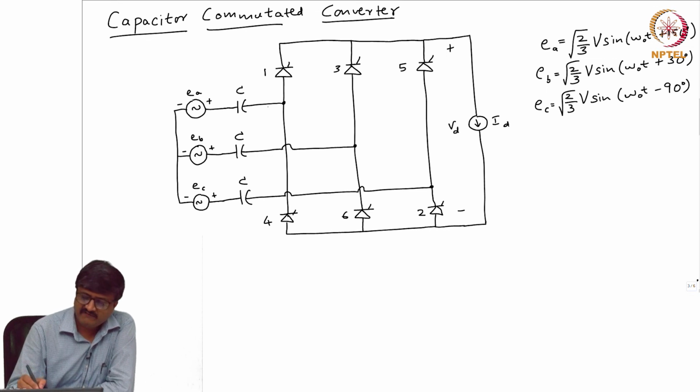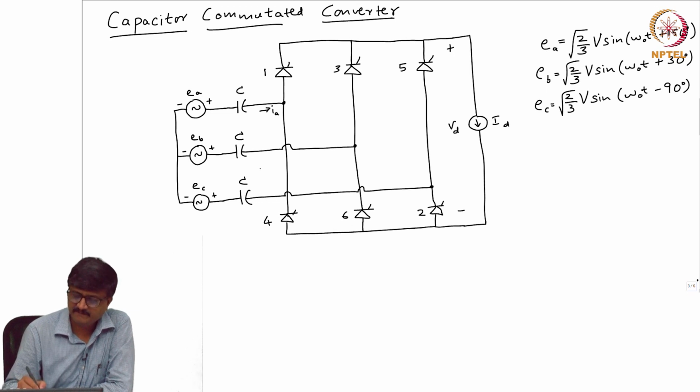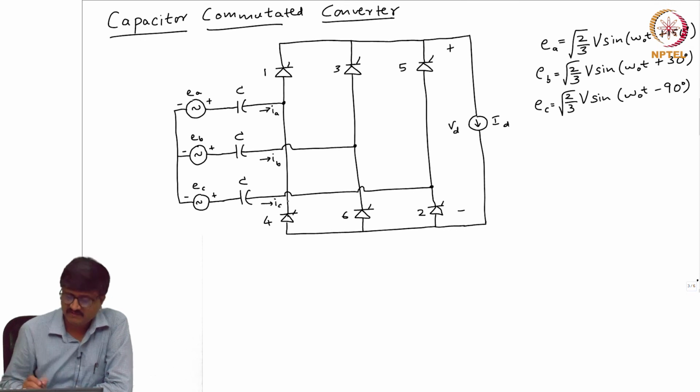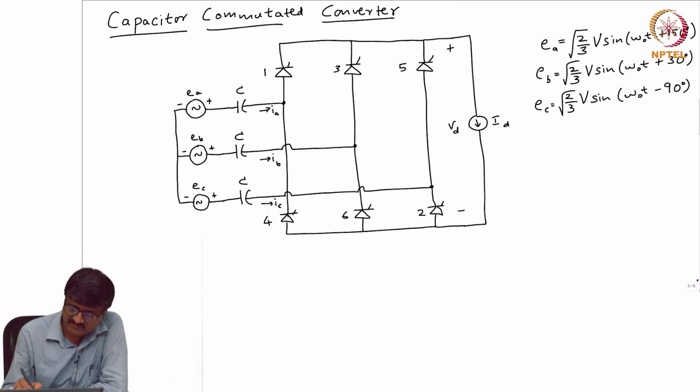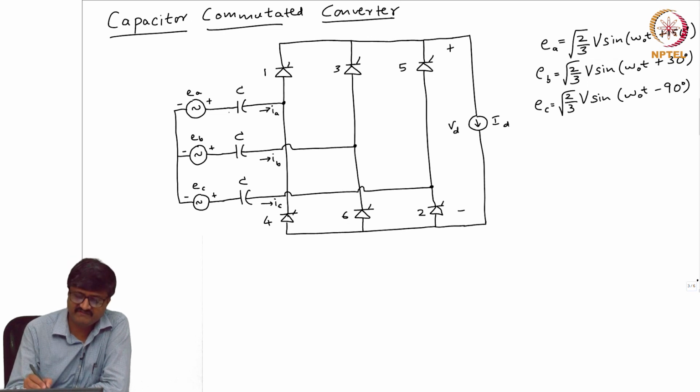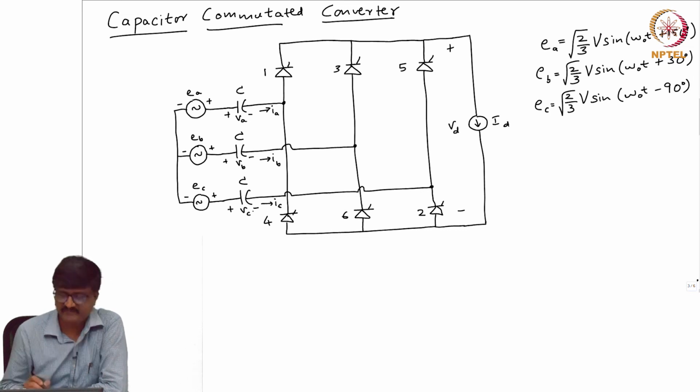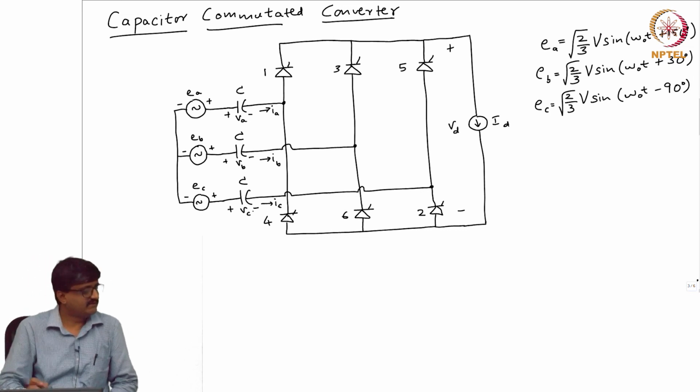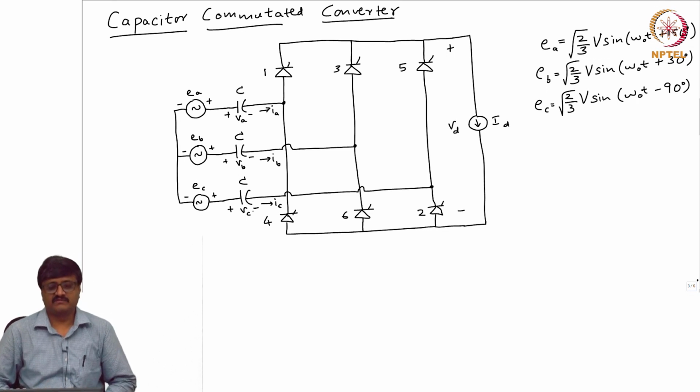We already have a notation for the currents flowing on the AC side, IA, IB, IC. We use some notation for the voltages across these capacitors, VA, VB, VC. I call this VA, the instantaneous voltage across the capacitor in phase A. Similarly, this is VB and this is VC. So, we will analyze this circuit, and in the process we will see what is the purpose of having a capacitor there on the AC side.